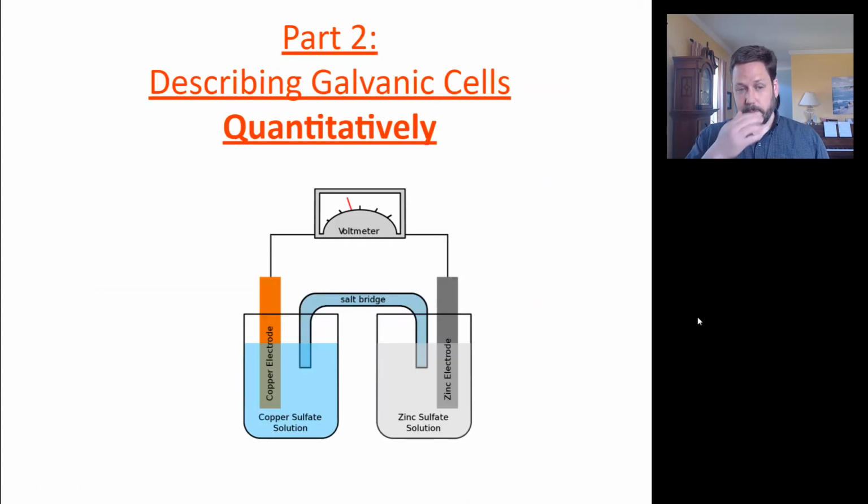Now, that wraps up our discussion of describing galvanic cells qualitatively, and there's some practice that you should do with that before moving on to describing them quantitatively, where we'll actually calculate cell potential.